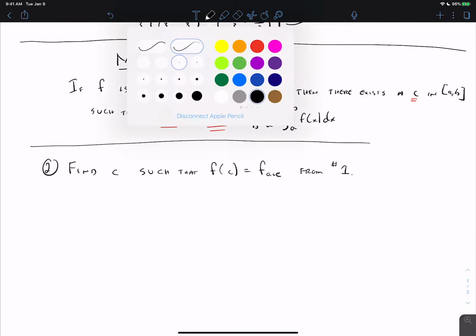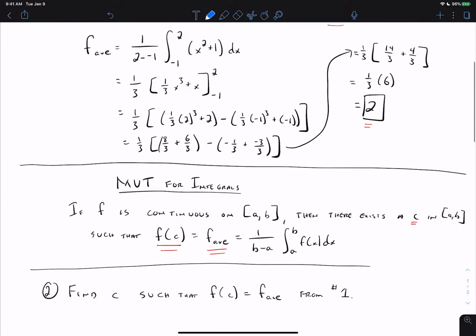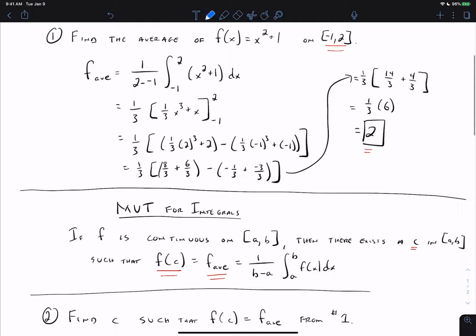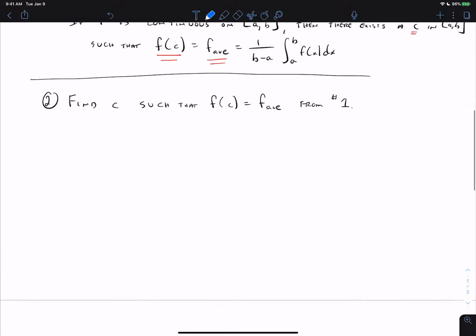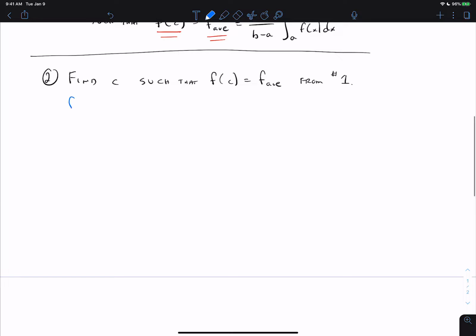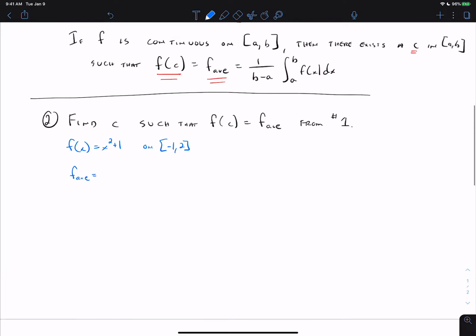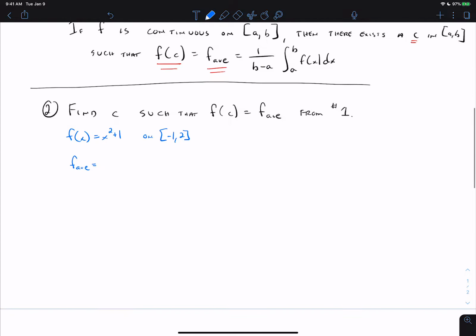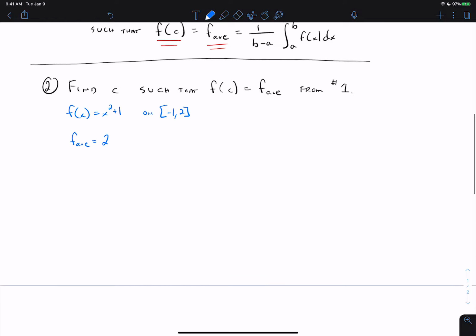Okay, and so we'll work the solution in blue just to kind of clear it out. But we've got f of x equals x squared plus 1 on the interval -1 to 2, and we know that f average is equal to 2 from the above problem.